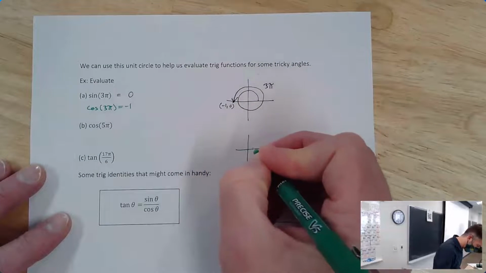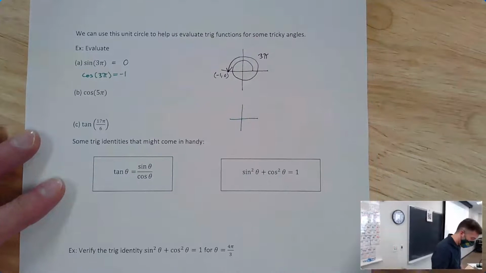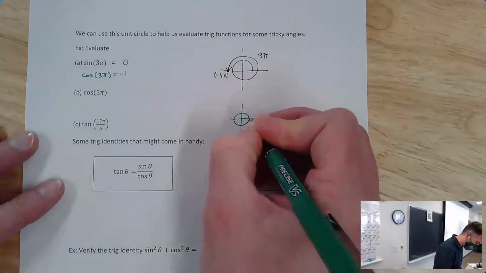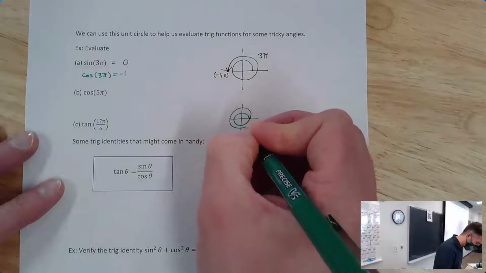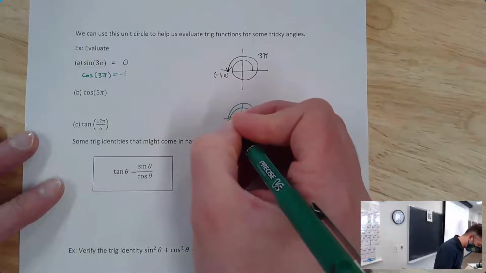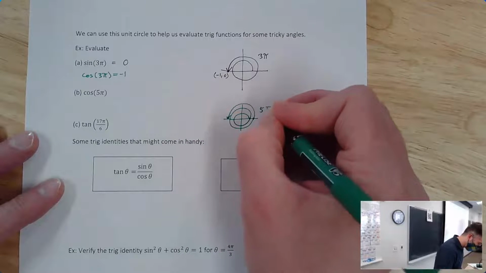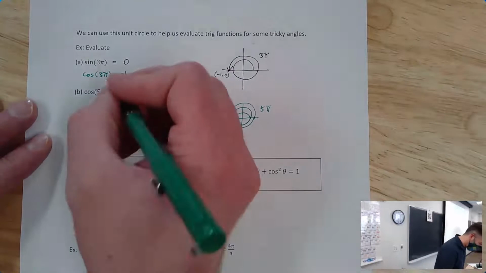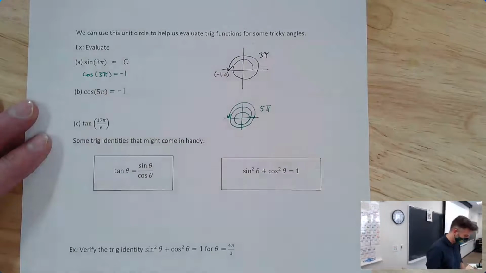Here's 5 pi. So 2 pi is 1 full revolution. 4 pi is another full revolution. 5 pi is another half revolution. So there's 5 pi, or 2.5 revolutions, because each 2 pi is 1 revolution. That's also going to be -1.